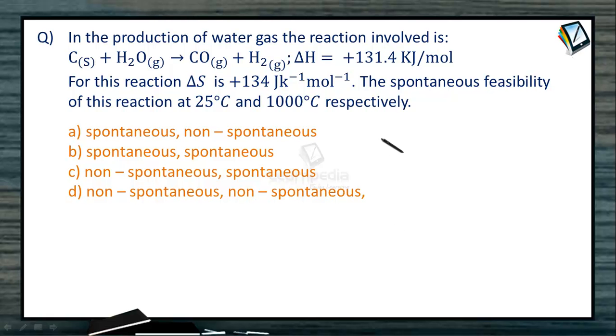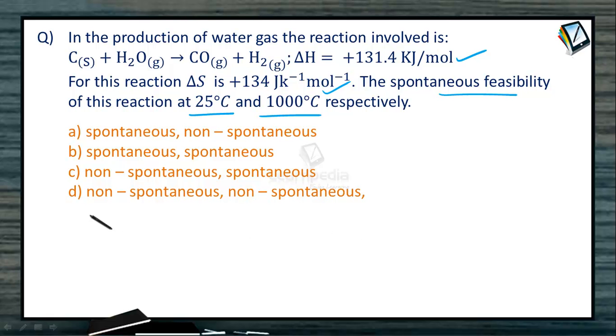This is again an objective related to the spontaneity of a chemical reaction. For this particular chemical reaction, delta H value is given and delta S value is also given. And we need to find out the spontaneous feasibility of this reaction both at 25 degrees centigrade as well as 1000 degrees centigrade. So how to solve this?